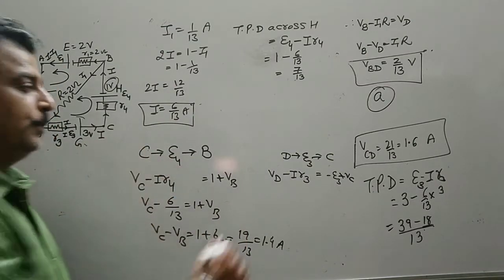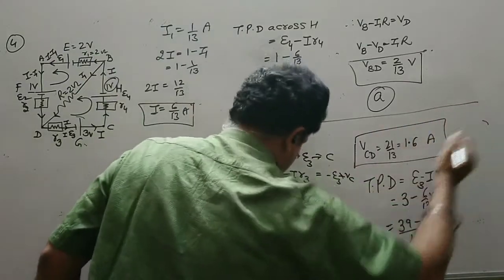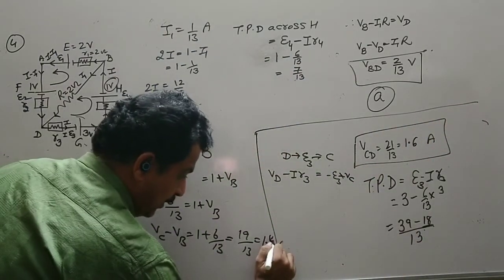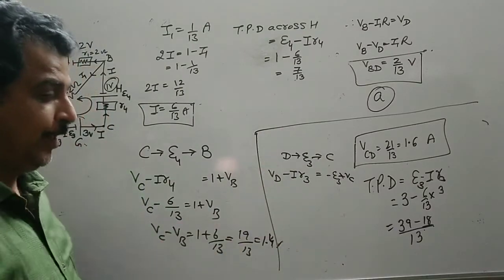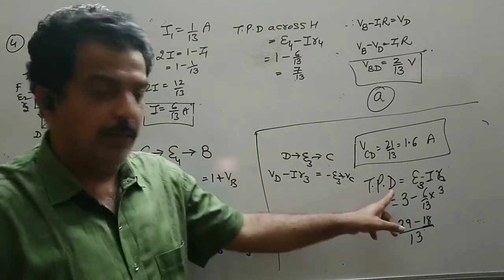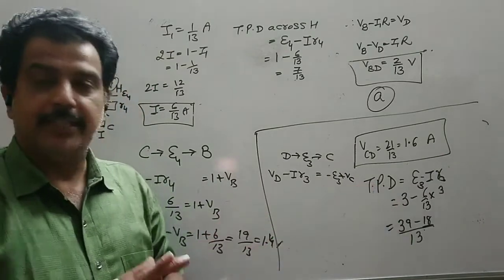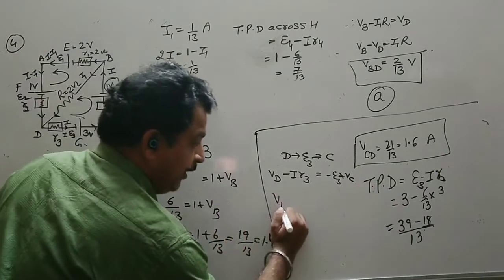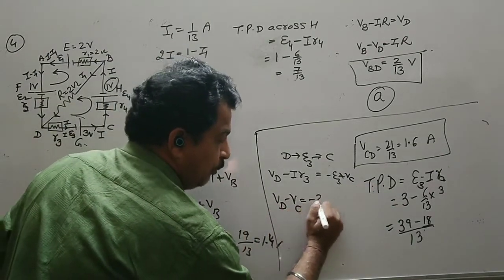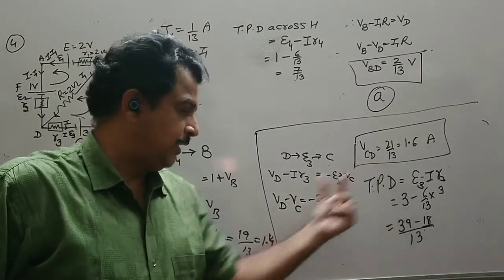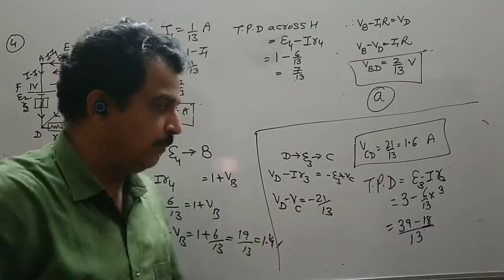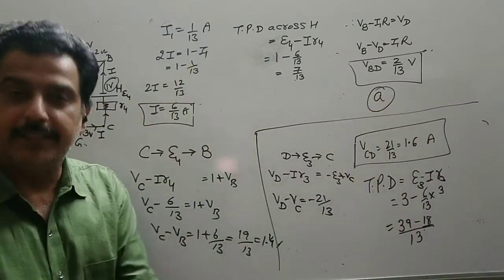So see, if I directly apply the formula, I get 7 by 13, and if I apply the Kirchhoff second law, I get a different answer. But in the earlier situation, if I apply the Kirchhoff second law or the terminal potential difference, I get the same answer. Here I got VD minus VC equal to minus 21 by 13. Here the terminal potential difference is VCD, so if I interchange this, I get the same answer, that is 21 by 13.